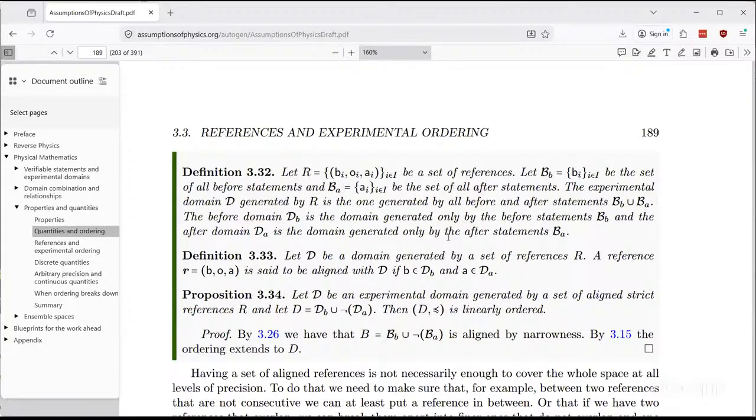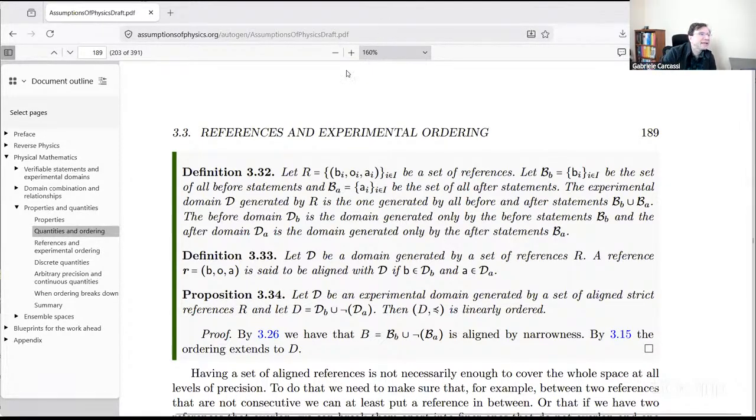Then proposition 3.34: let D be an experimental domain generated by a set of aligned strict references R, and let D be the union of DB and not DA. Then this relation is linearly ordered. D with narrowness. Yes, linearly ordered with respect to narrowness.